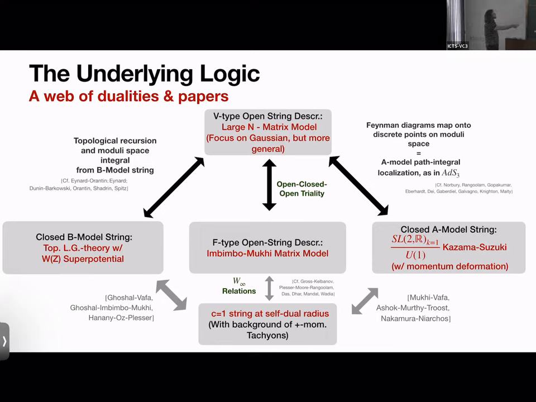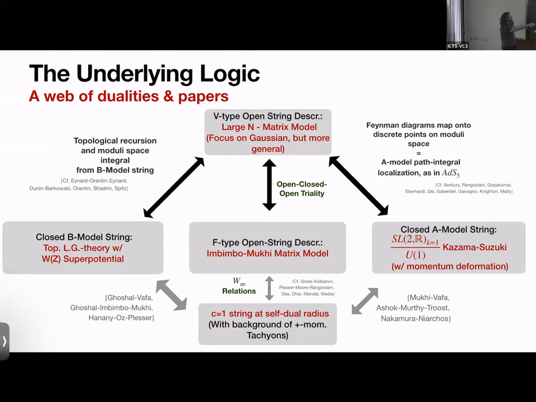So what we're going to do today is start at this top. This is some large N matrix model. Again, we focus on the Gaussian, but this is true for interacting things. And instead of going directly to these closed strings, these boxes over here, we're going to do something a little strange, which is to first find a different matrix model. So in the more string language, this is actually a different open string description.